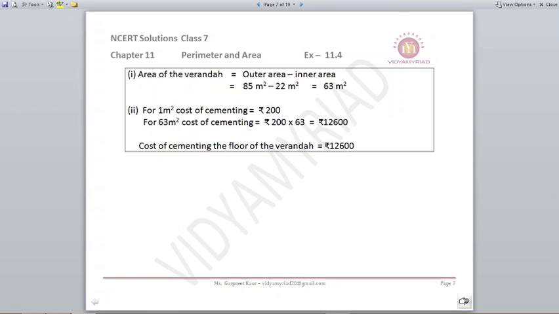How to find the area of the veranda? Total area or the outer area, full area minus the inner area. So outer area total is 85 meters square minus the inner area, that is 22 meters square, that gives us 63 meters square. And they are telling us that for 1 meter square the cost of cementing is rupees 200. So for 63 meters square, the cost of cementing will be, you need to multiply 200 with 63, that will give you rupees 12,600, that is the cost of cementing.